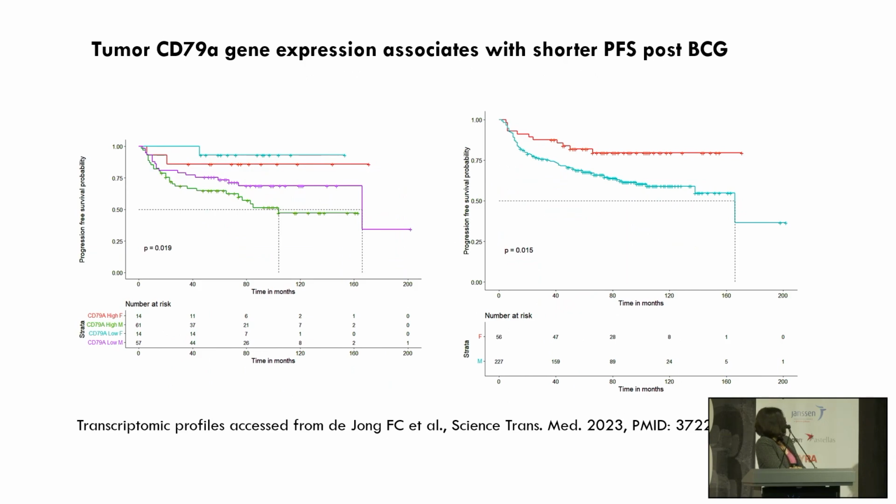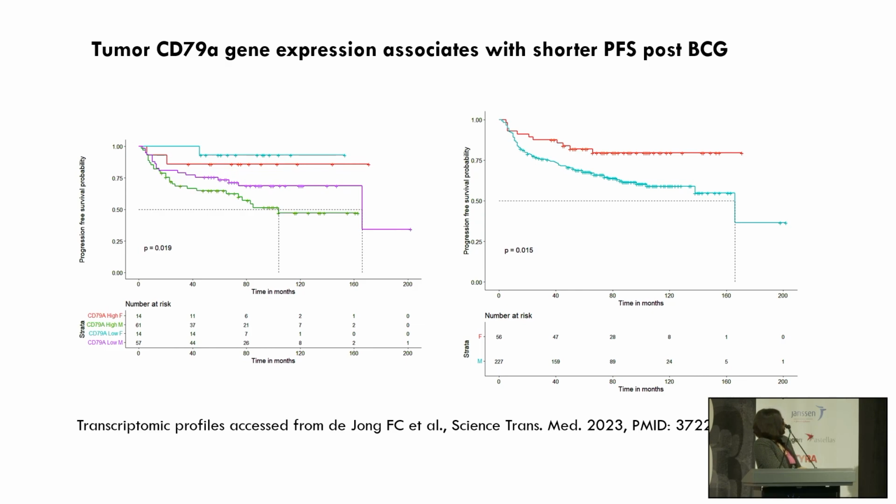This particular paper was just recently published. I don't know how many of you have seen it. It's a Science Translational Medicine paper that was recently published by another group. Whenever we have this, because for non-muscle invasive bladder cancer there are not too many cohorts out there where we can profile and look for genes of our interest, we looked at the CD79A profiles in this particular cohort as well.